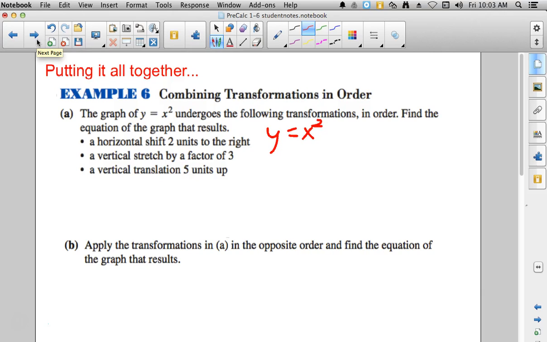And we need a horizontal shift 2 units to the right. How are we going to do that? Everybody okay with the x minus 2? Good, nobody forgot that part? All right. So a vertical stretch by a factor of 3. Where's it go? Exactly, right out front. The easy way from last year. You know, it's A. It's out in front. Vertical translation 5 units up.